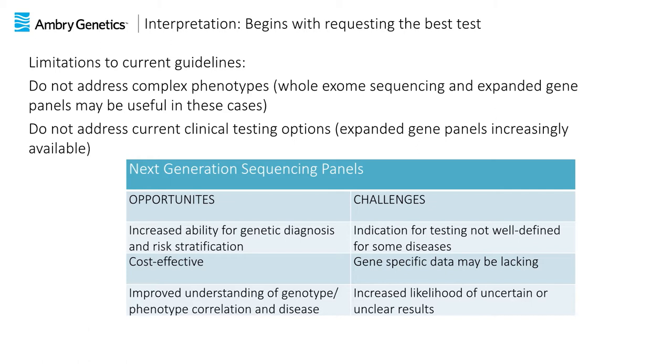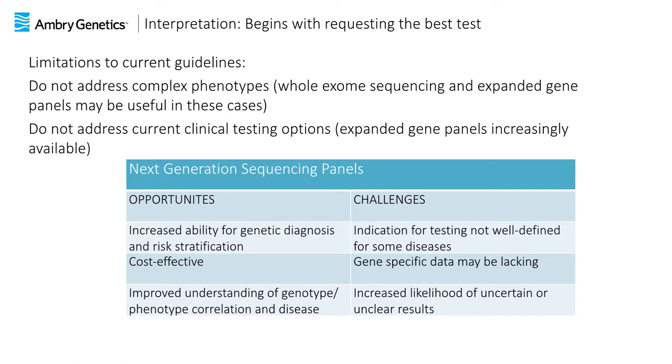So with these larger next-generation sequencing panels, there are opportunities and challenges, as with most types of testing. The opportunities include an increased ability for genetic diagnosis and risk stratification. These larger gene panels are cost-effective, such that you can get quite a bit more sequencing data or genetic testing information in one test, as opposed to doing multiple tests or doing things in a stepwise fashion. And these broader panels are providing us with improved understanding of some of the genotype-phenotype correlations and disease expression.